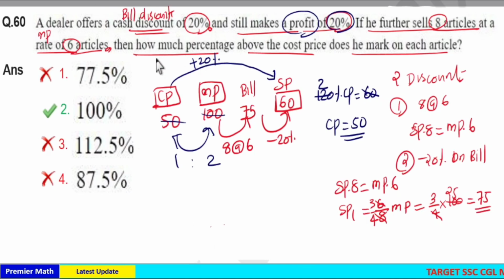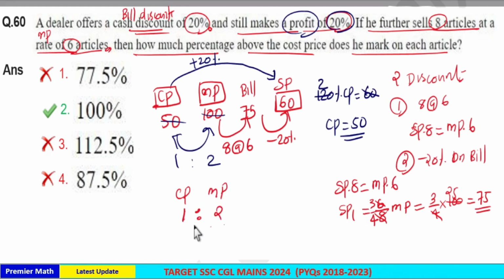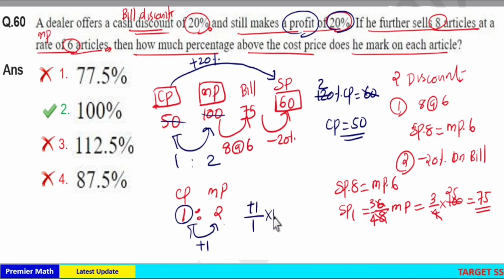Here our question is, marked price is how much percentage above the cost price? Here cost price is 1 and marked price is 2. So here marked price is plus 1 greater than cost price. So increment is plus 1 out of this cost price into 100%. So this is 100%. So marked price is 100% greater than cost price.